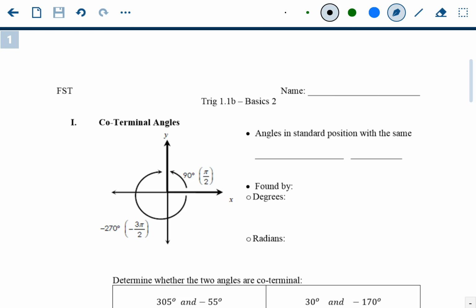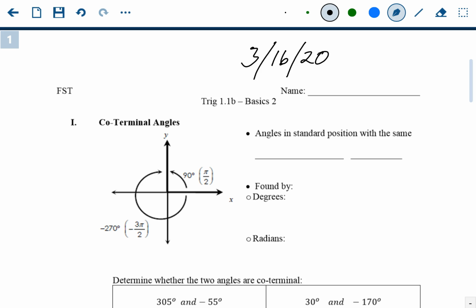Okay, guys, quarantine day 1. Sitting here in an empty classroom. We'll see how this goes. Let's get into it. I'm trying to make this short, trying to make it quick. We're doing Trig Basics Part 2.